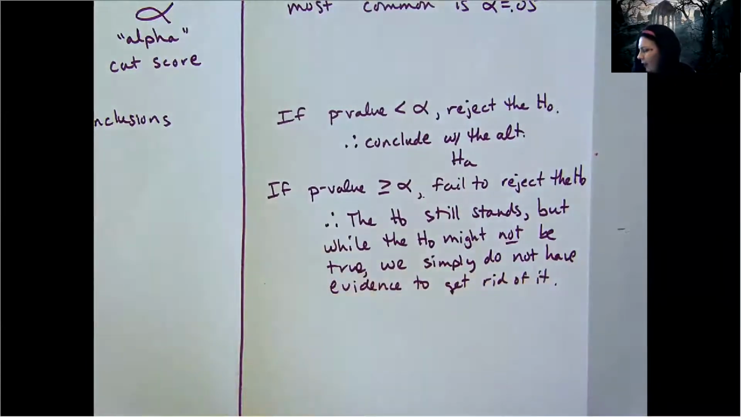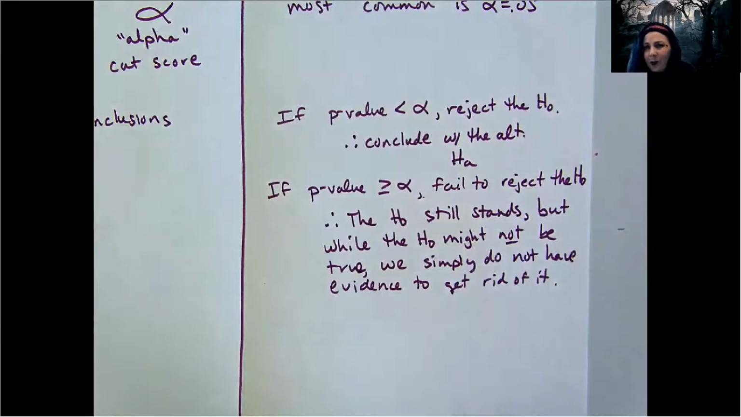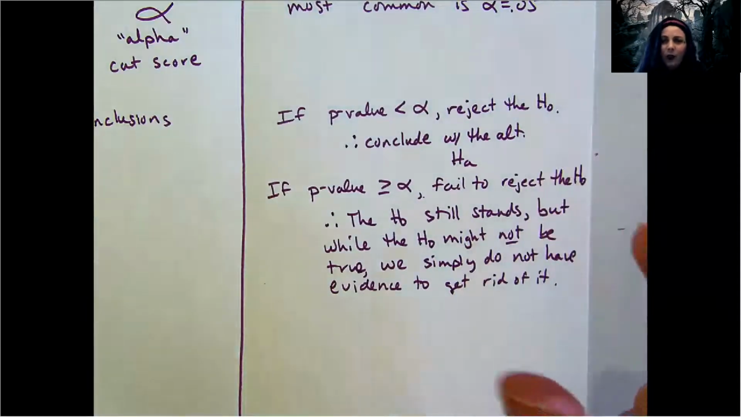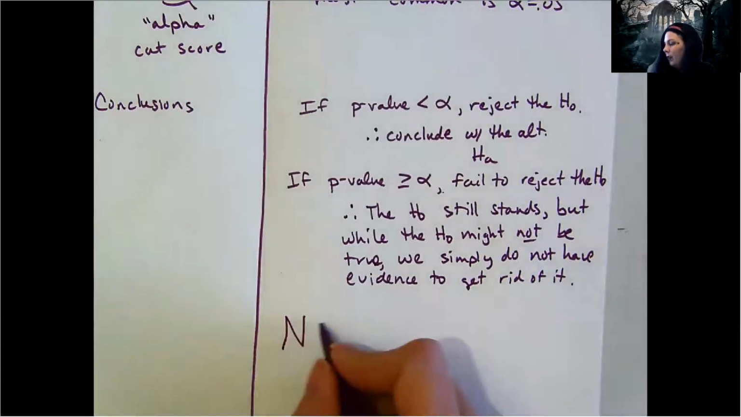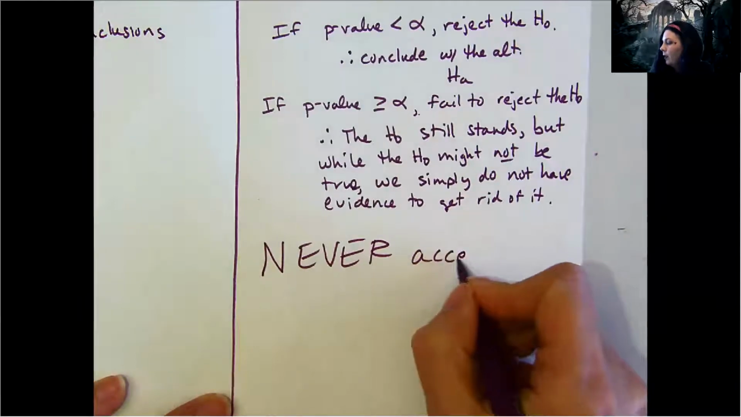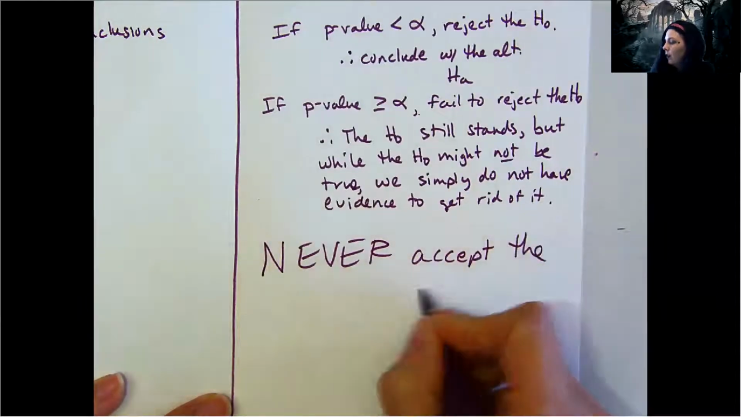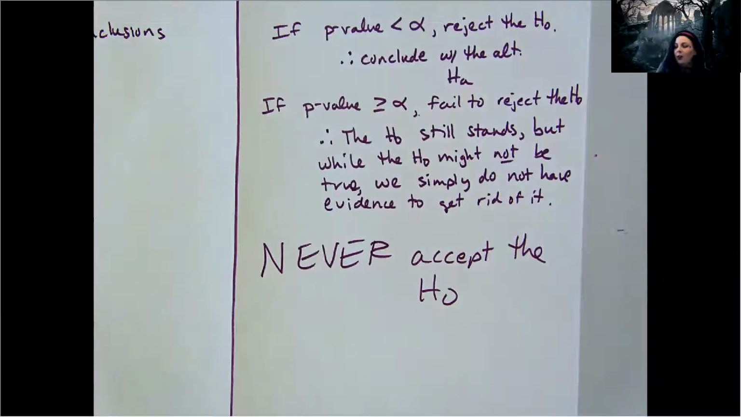Let me read that back. The null hypothesis still stands. We failed to reject it. It's still going to be there. But the null hypothesis might not be true. Don't think because we didn't reject it that it's true. It just means we don't have the evidence at the moment to get rid of it. So in other words, never accept the null hypothesis.